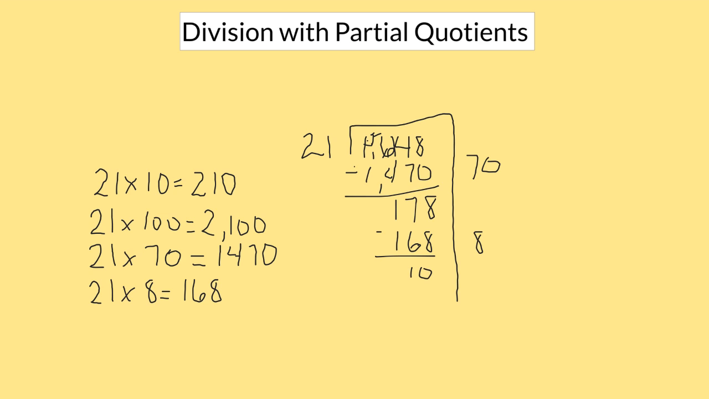I took out first 70 groups of 21, and now I've taken out 8 groups of 21. So for a total, I've taken out 78 groups of 21. But what do I do with the 10 I have left? Sometimes kids want to add those in, but I'm not taking out 10 more groups of 21. Those are my leftovers. So I've taken out 78 groups of 21, and I have 10 left over. That is my remainder.